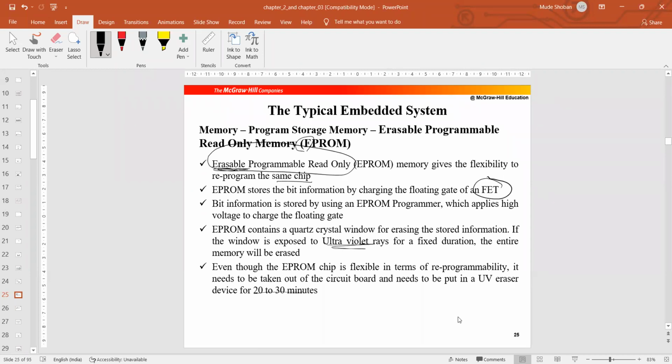And it consumes very little power. The radiation is very low. That's why these FET or CMOS devices are used in the EPROM, right? EPROM contains a quartz crystal.